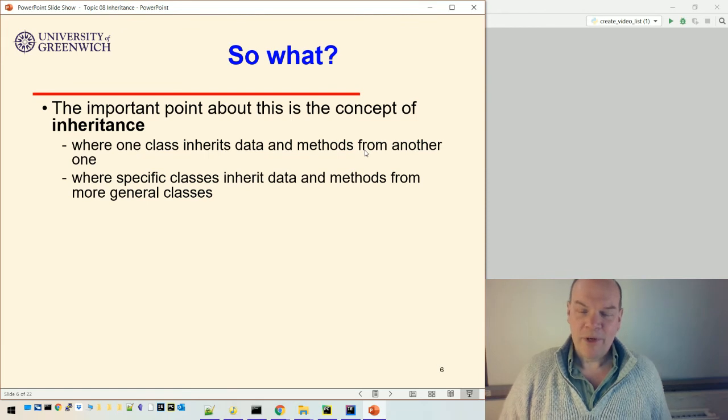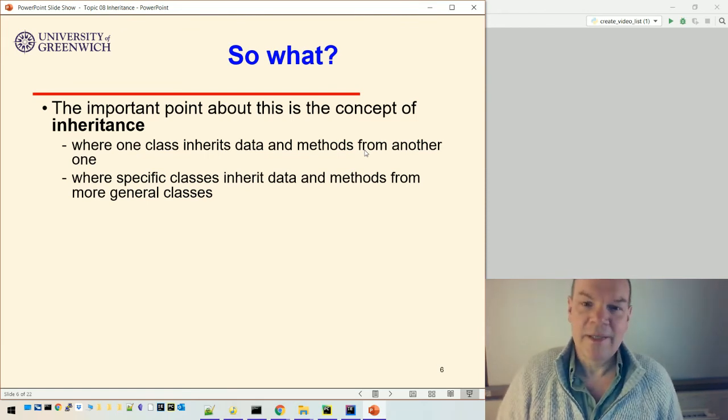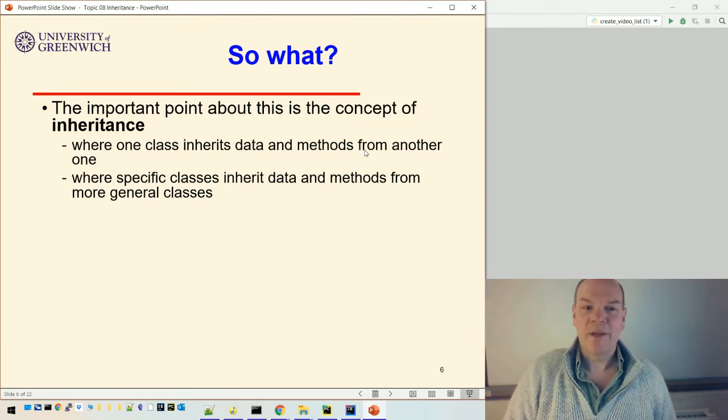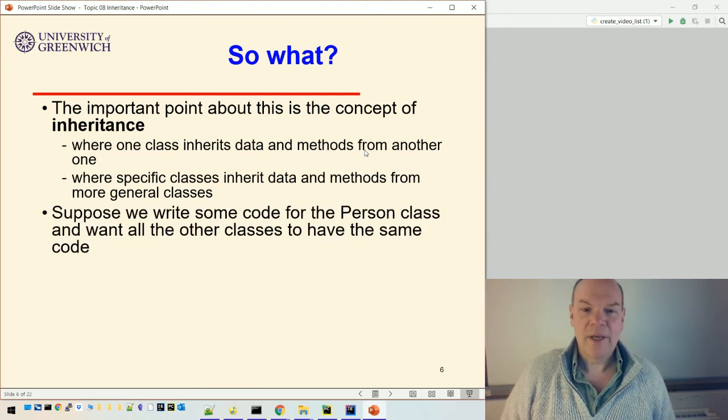So what? Well, the important point about this is the concept of inheritance, where one class inherits data and methods from another one. Or put another way, where specific classes inherit data and methods from more general classes. Suppose we write some code for the person class, and we want all the other classes to have the same code.